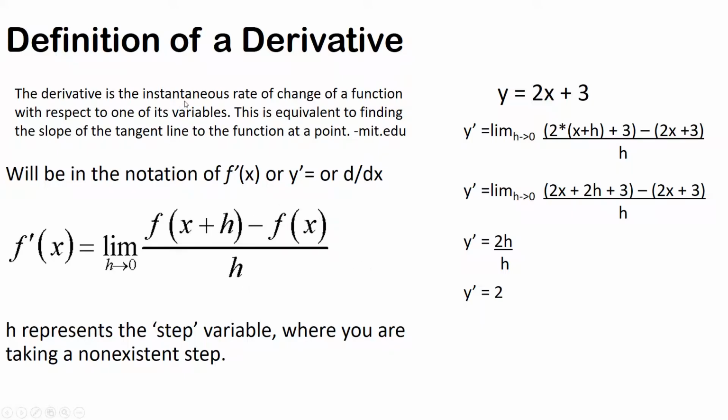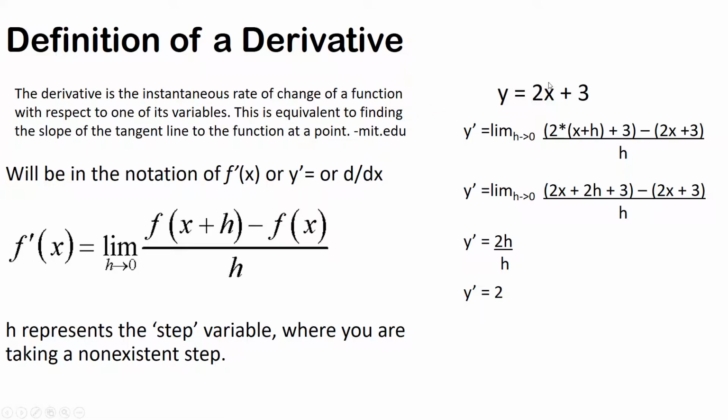Now, getting to the instantaneous part of this first half of the definition, h represents the step variable. So you're taking essentially a non-existent step. It is basically where will the function go if you didn't take a step, or what is it projecting into? Projections you get into later, but what does it look like the direction this function is going into? So now let's do a little example here.